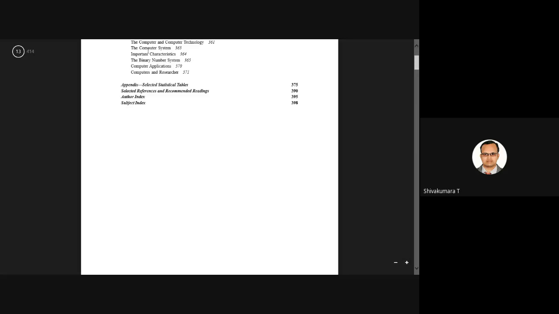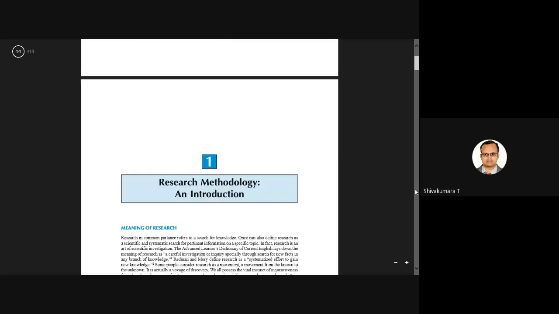You can look after the ending of the book, an appendix is added, with additional material which supports the reader. It is added here as an appendix page, with selected references and recommended readings. Additional material is given under that appendix page, and an author index and subject index are also given, along with the page numbers given in the preliminary pages.